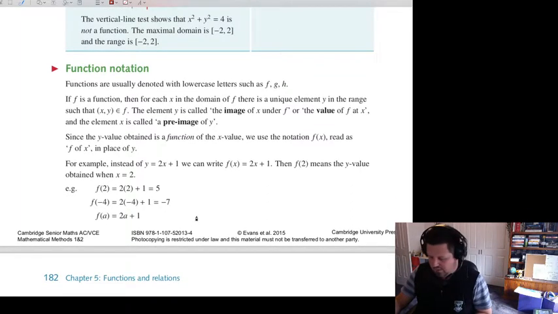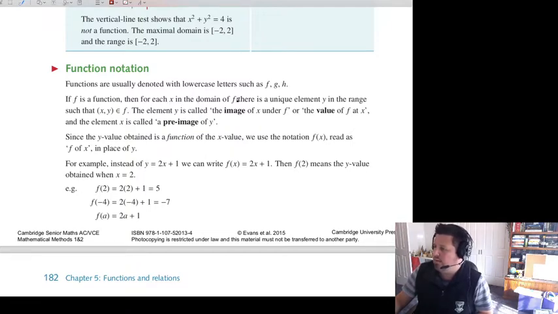This is pretty fun. There's a bit of theory that we do need to have a chat about. You will probably have to look over this again, because there's a bit of notation that you need to understand. So we're talking about function notation. It says functions are usually denoted with lowercase letters such as f, g, and h. Perfect. If f is a function, then for each x in the domain of f, there is a unique element y in the range such that (x, y) is an element of f. Cool. So the element y is called the image of x under f, or the value of f at x. And the element x is called a pre-image of y. Cool. Some pretty heavy terminology there.